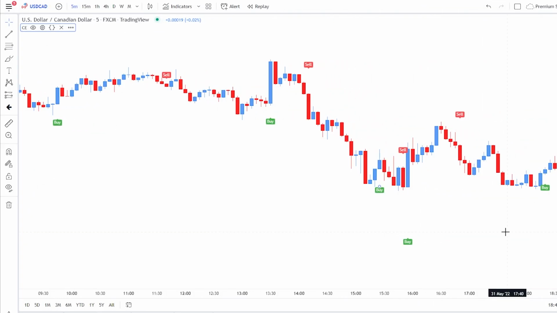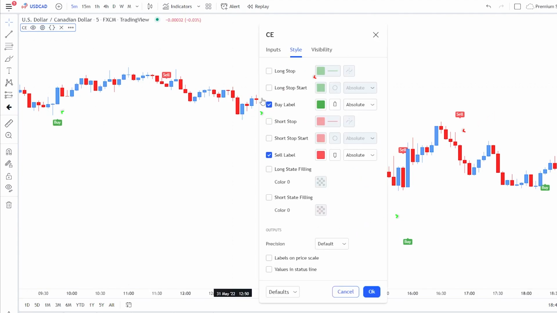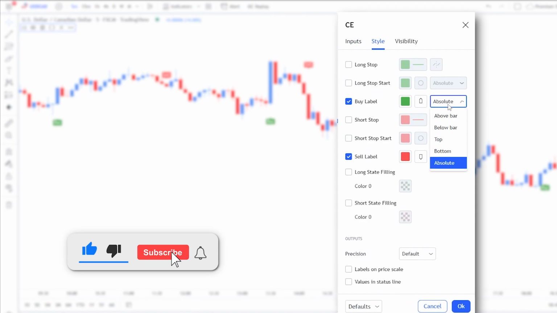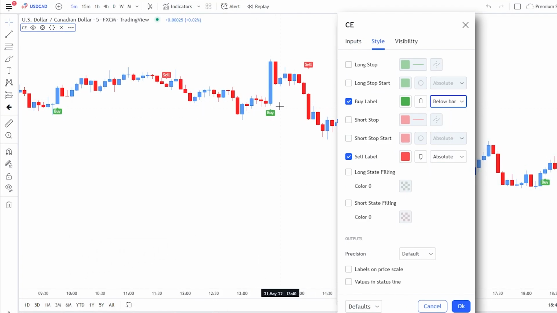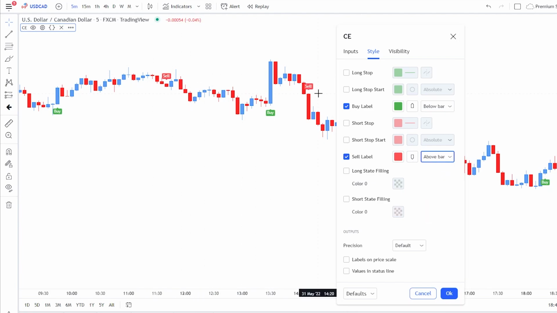As you can see, the buy and sell labels are quite far away from the candlesticks, so you can also change that by clicking over here, again going into the style section, and for the buy label you would choose below the bar. So now as you can see, it's much closer to the candlesticks, and for the sell label you would choose above the bar. As you can see, it moved so much closer to the candlesticks.